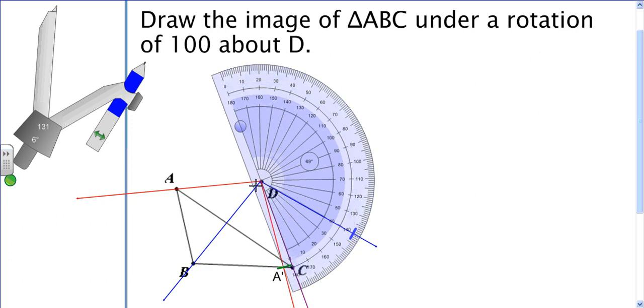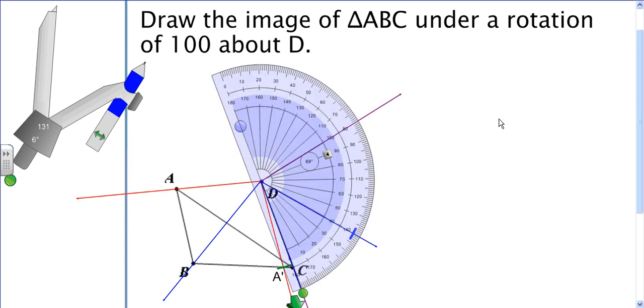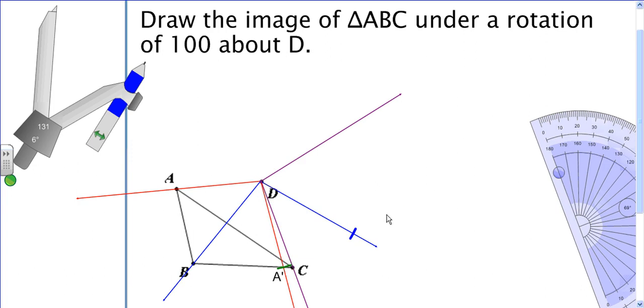Now we're going to draw our ray. That's a 100-degree angle from DC. So 10, 20, 30, 40, there's my 100 degrees. Draw a nice big ray. Now we can get our protractor completely out of the way. We don't need it anymore. Oops. Get that protractor out of the way.